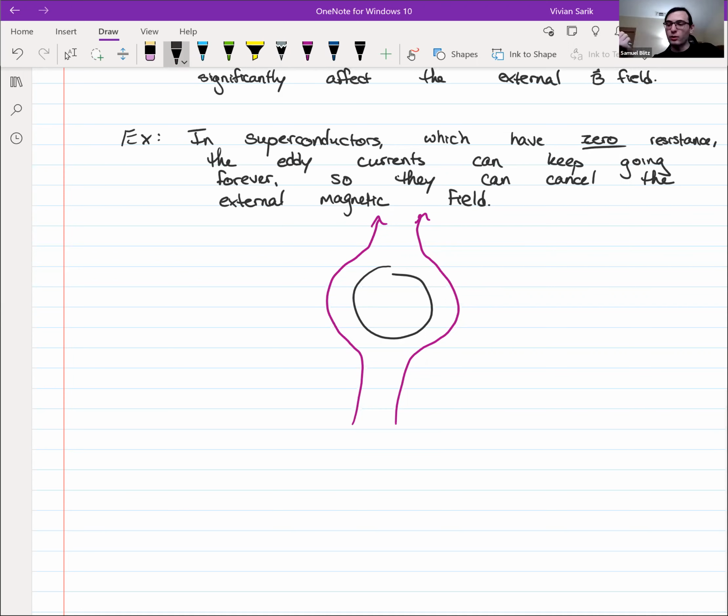Right, so we have 6 minutes left. I guess we'll start the discussion that I wanted to have. So that's superconductors. Superconductors are cool. And they're quite literally cool. They're all significantly below room temperature.